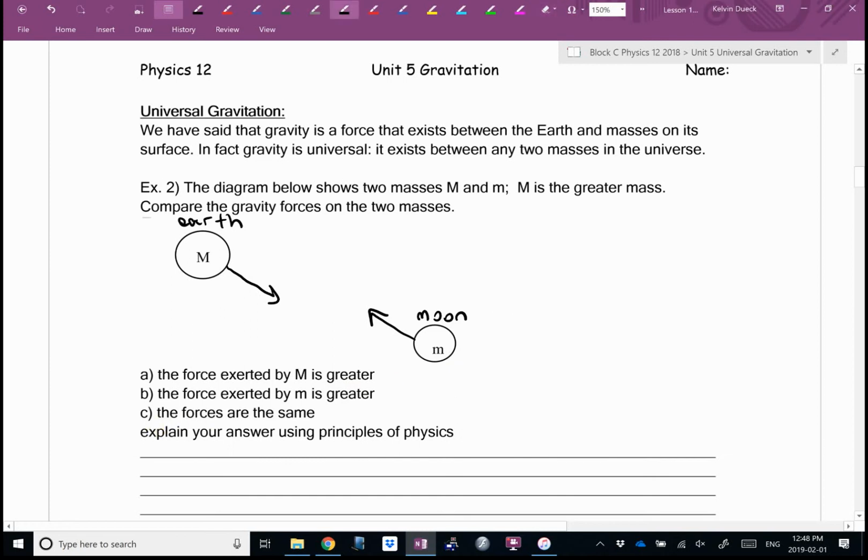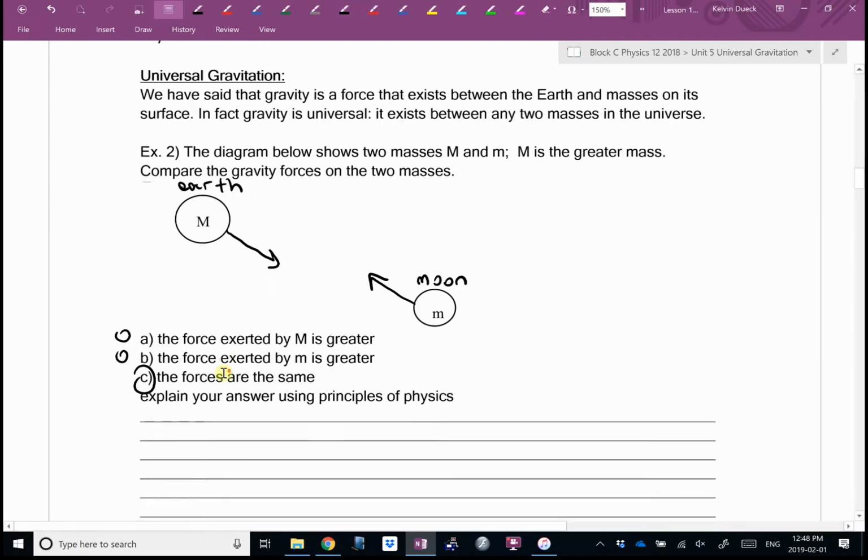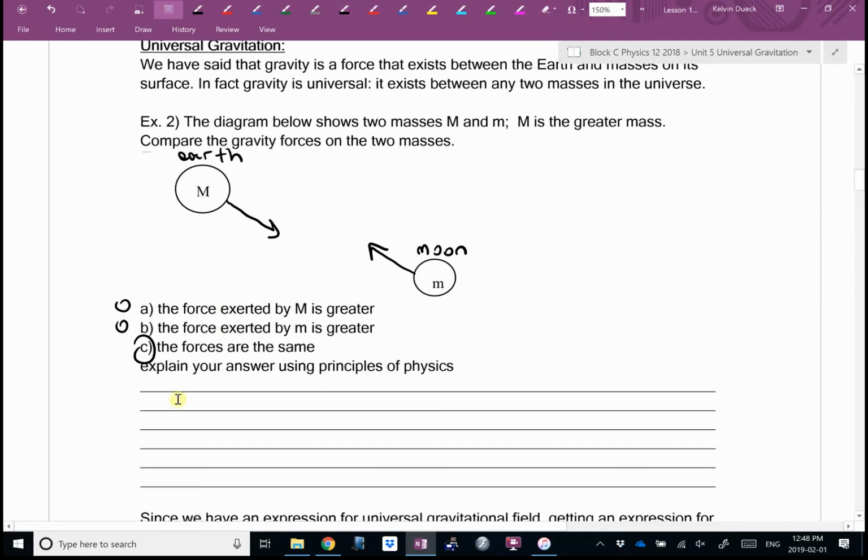We're going to vote, or did you going to say? Are you voting already? Are you ready? Who's going to vote for A? The Earth is bigger, of course the force is greater. No one. Who's going to say B? C. This is weird because my block A's, almost all of them picked A. C is correct. Why? Oh, boy. What law is that, Hannah?